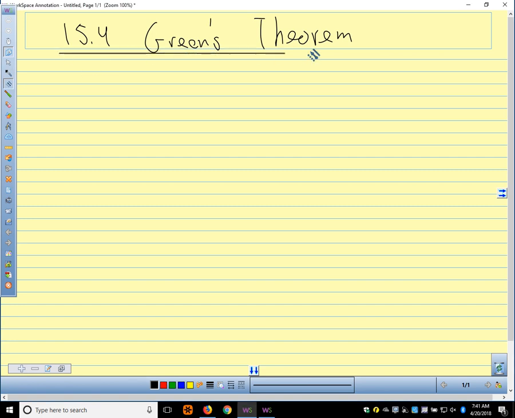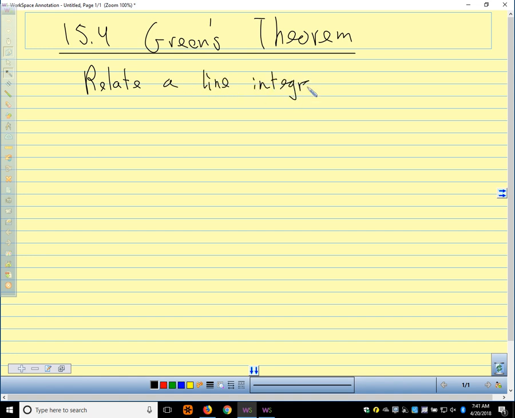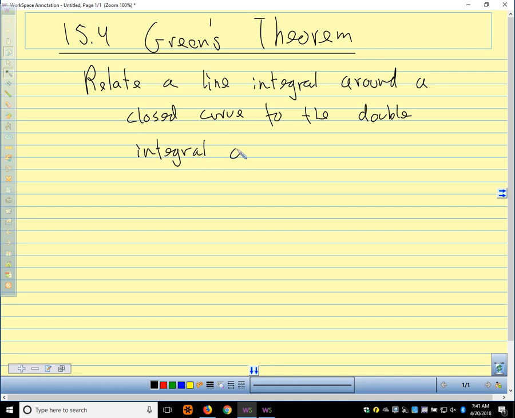All right, so Green's theorem, what we're doing with Green's theorem is we're going to relate a line integral around a closed curve. So we're going to relate that to the double integral over the region bounded by the curve.